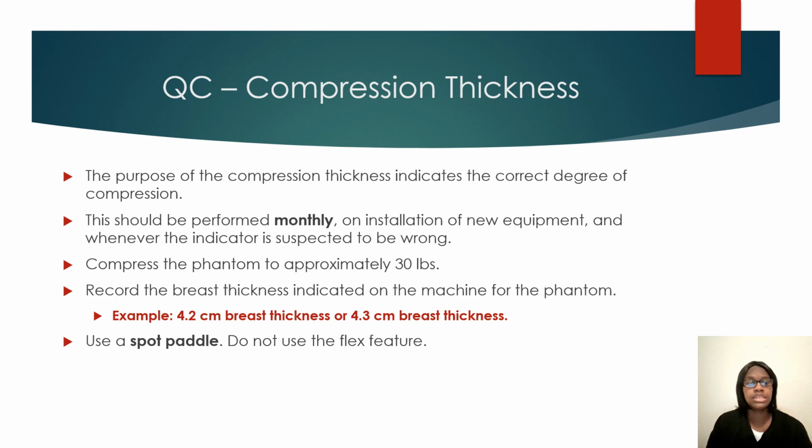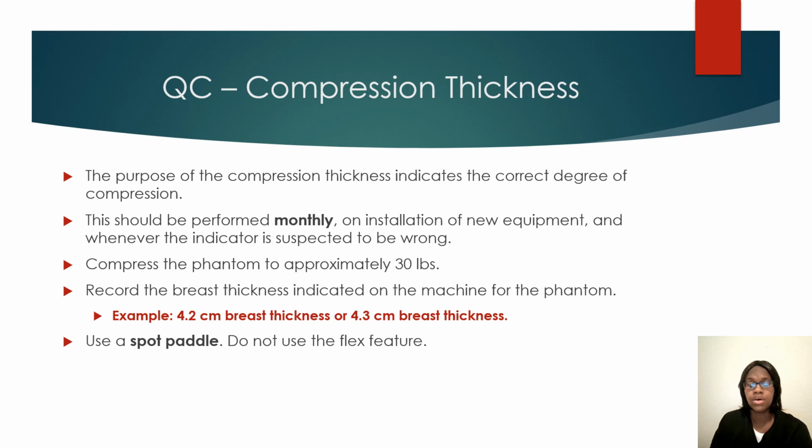For QC compression thickness, the purpose of the compression thickness is to indicate the correct degree of compression. This should be performed monthly, on installation of new equipment, and whenever the indicator is suspected to be wrong. Compress the phantom to approximately 30 pounds. Record the breast thickness indicated on the machine for the phantom. So for example, if you see a 4.2 centimeter breast thickness, or a 4.3 centimeter breast thickness, you want to make sure that you record that. Use a spot paddle. Do not use the flex feature.